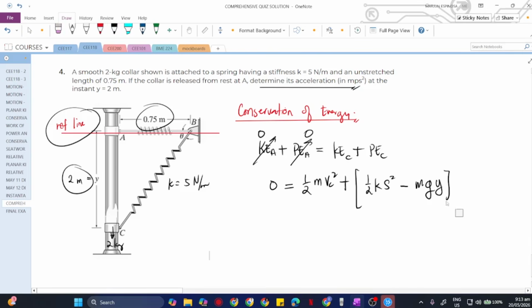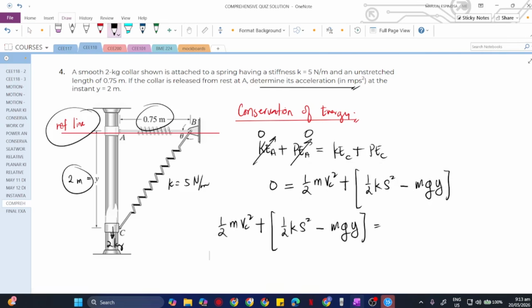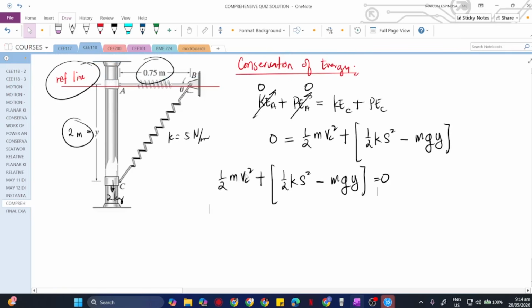So pwede natin gawin is to rearrange this one. Unahin lang natin to and then equate that to 0. So, similar lang yan, class. So now una natin gagawin is to solve for VC, okay? So solve natin yung VC natin and then later makukuha na natin yung AC natin, no? But to solve for VC, since itong K already given, yung S natin hindi pa yan. Yung Y already given na. G, of course, that's constant. So yung S lang yung problem natin dito.